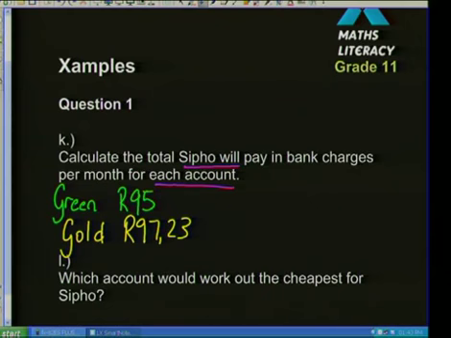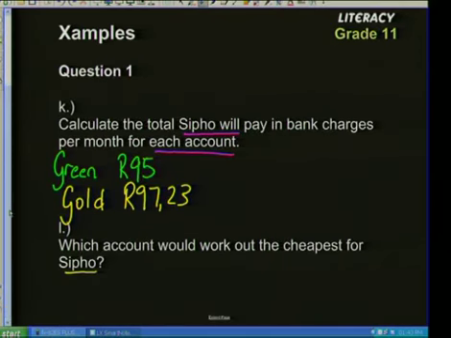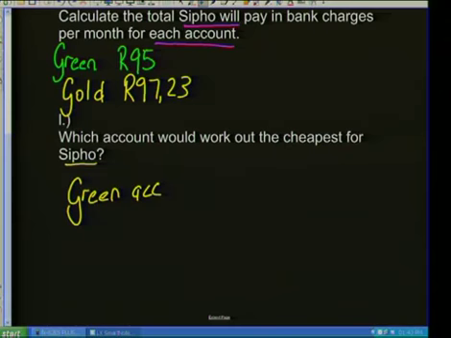Which account would work out the cheapest for SEPA? Well, now we have to go with the kind of thing. At the moment, for the information that I have on the board, the green account is better. But that is assuming that everything stays exactly the way it is, that he doesn't make one more withdrawal, or deposit any cash into the bank, or go into the bank to use the teller. So I think it's very hard on one month of information to decide which account is best. Maybe you need to track your information, and then you can decide which bank account is best for you.